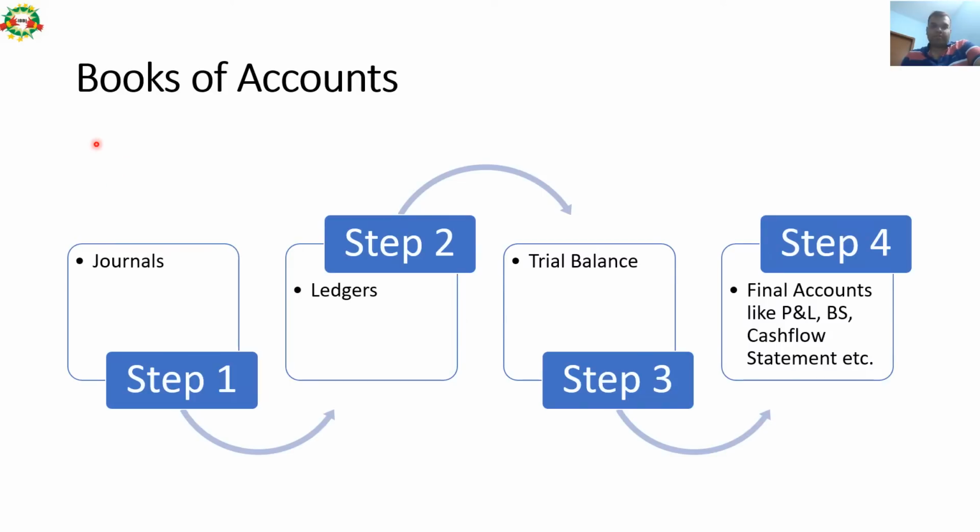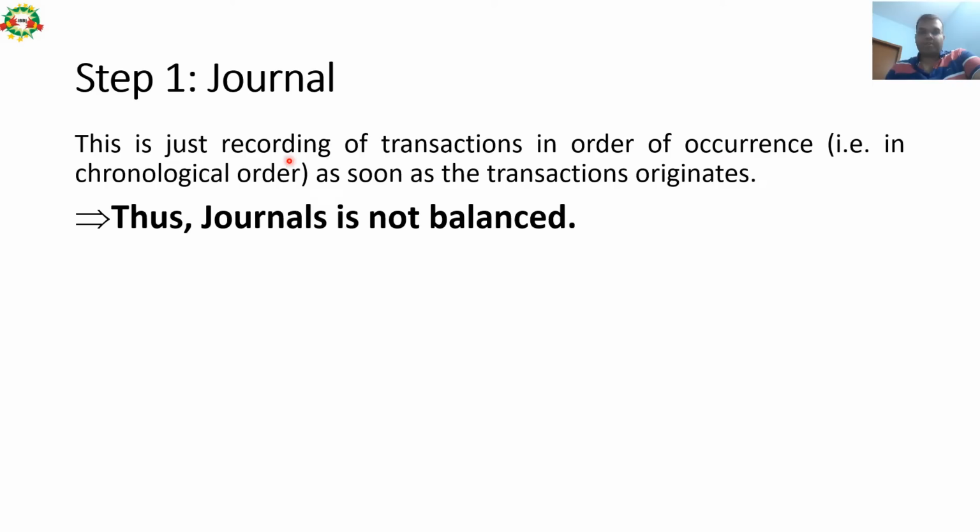So these are the books of account process. How do we make books of account? Step 1 is making journals, step 2 is ledger, then we make trial balance, and the final step is final accounts like P&L, balance sheet, cash flow statements. So step 1, journal. This is just recording of transactions in order of occurrence, that is in chronological order, as soon as the transaction originates.